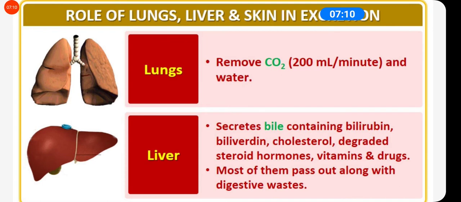Now, the role of other organs in excretion. What is the role of the lungs? They remove carbon dioxide, and water is also removed from the lungs. Near about 18 liters of carbon dioxide per hour, 200 ml per minute, and 400 ml of water per day are eliminated by the lungs.